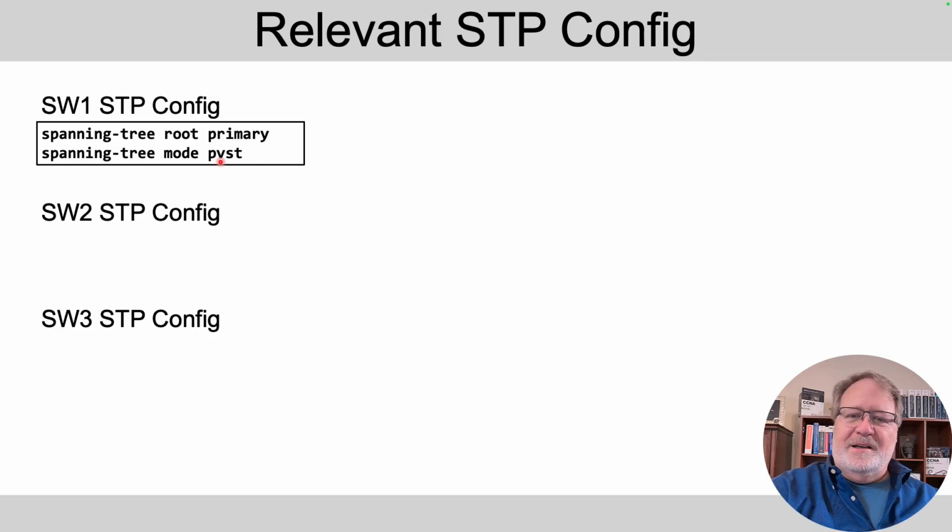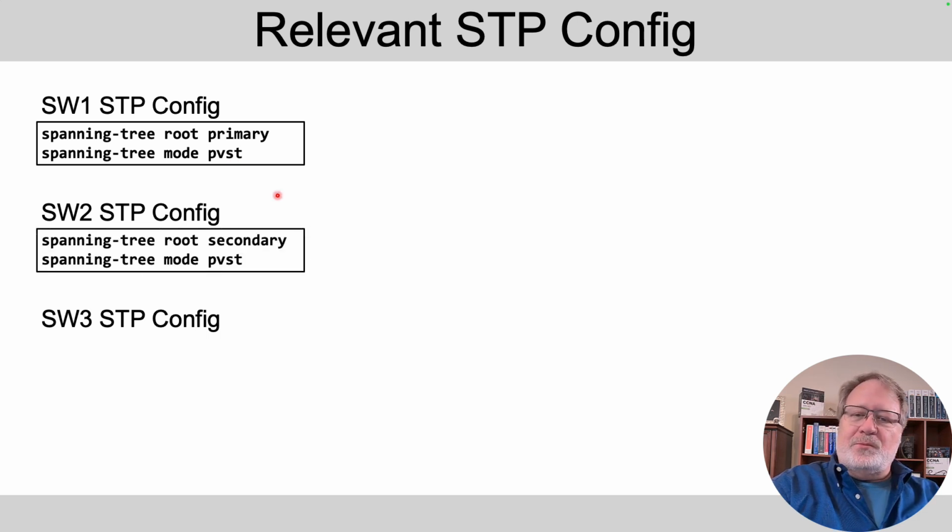All right, turns out PVST is per VLAN spanning tree, and that's just the acronym Cisco uses for the old spanning tree protocol. And we do something almost identical on switch 2, except we use the word secondary instead of primary, which says it's second most likely to be the root switch. So switch 1 and switch 2 are most likely to be root, and it turns out that also makes switch 2 win any tiebreakers. So it beats switch 3 to become the designated port in our topology.